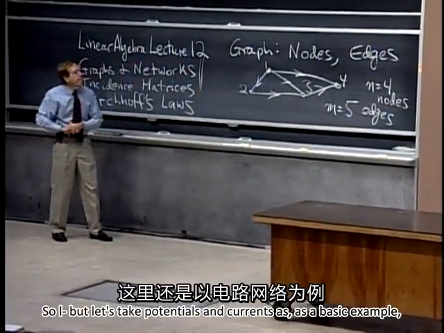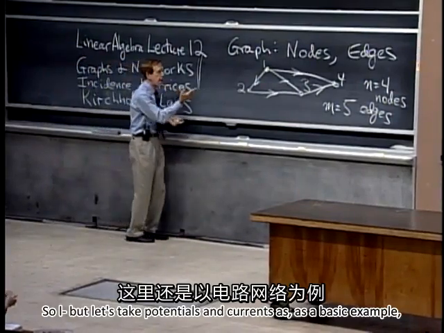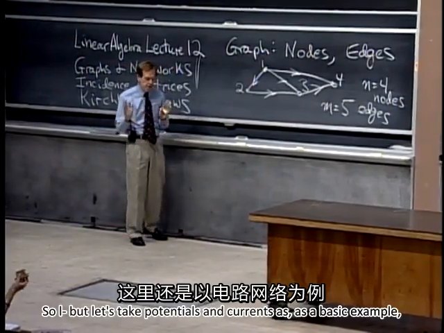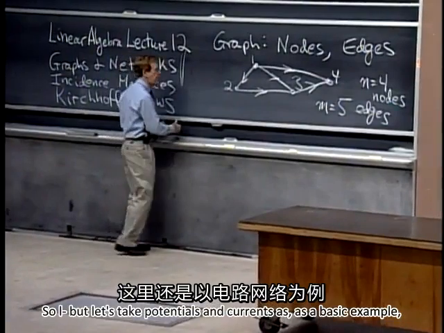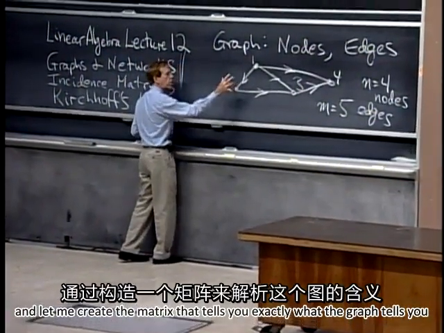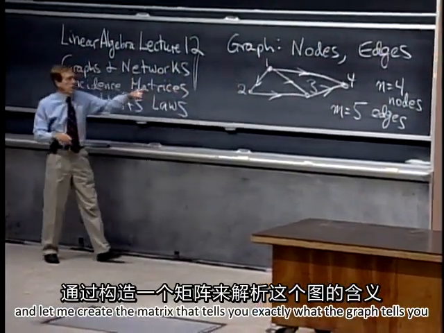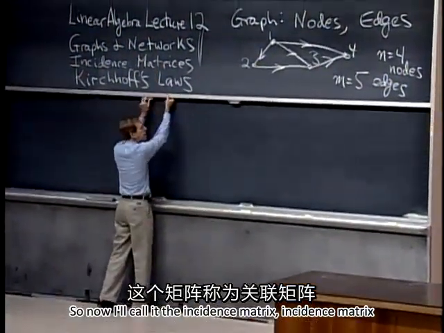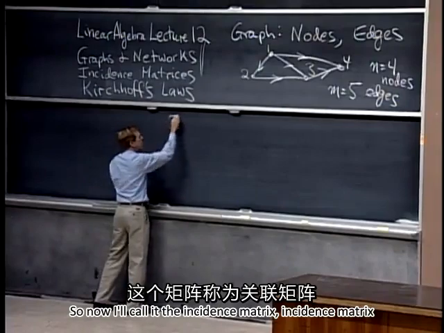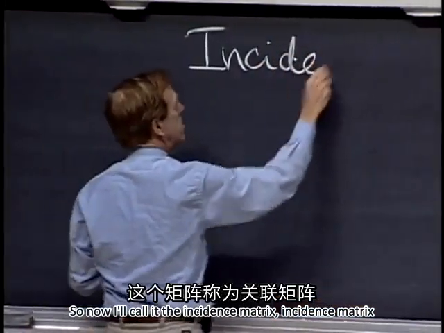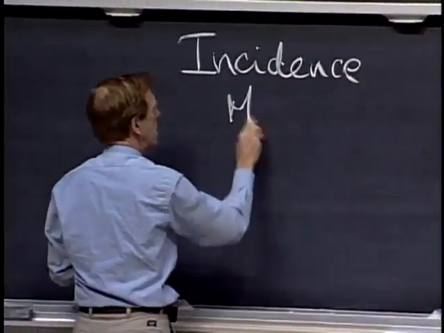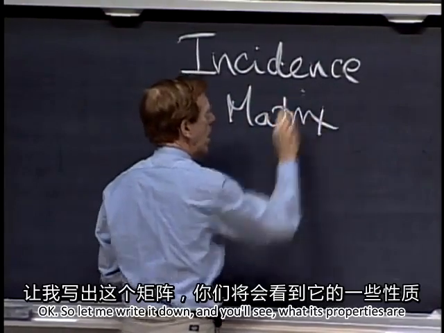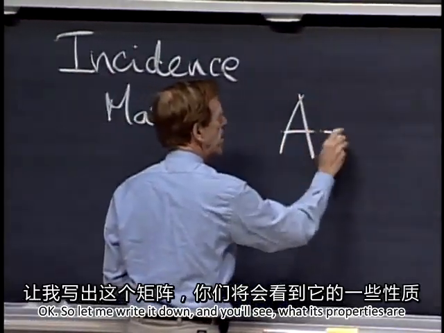So many. But let's take potentials and currents as a basic example, and let me create the matrix that tells you exactly what the graph tells you. So now I'll call it the incidence matrix. Okay. So let me write it down and you'll see what its properties are.